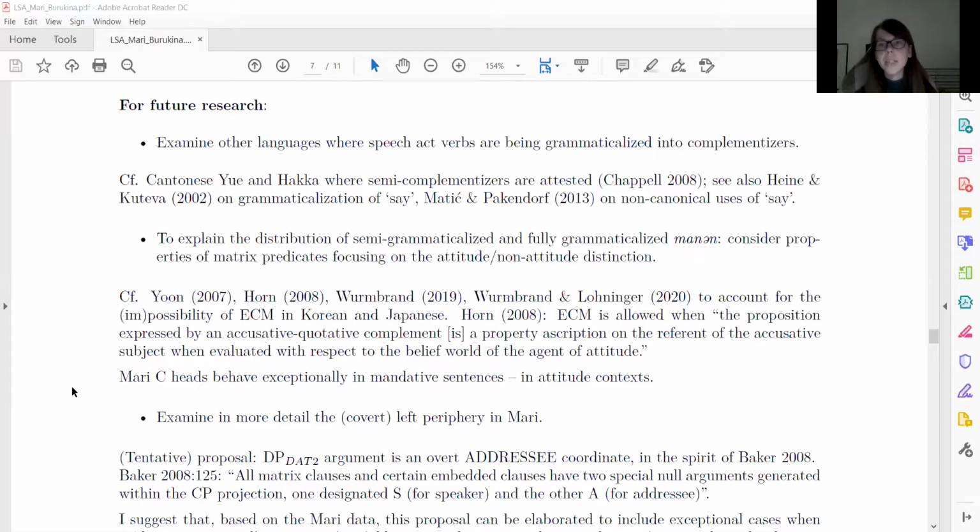And here, my suggestion would be to consider properties of matrix predicates and to focus more on the attitude, non-attitude distinction. And here, probably we could make this very nice parallel with data from Korean and Japanese, because several recent papers suggested that there may be some correlation between the impossibility of ECM across the finite clause boundary in Korean and Japanese, and the, again, attitude, non-attitude properties of the main predicate. And you can see those works cited here.